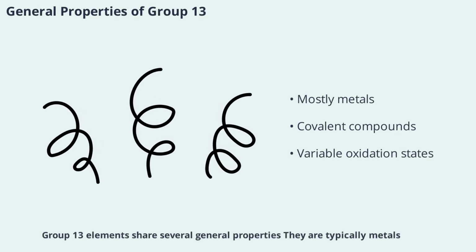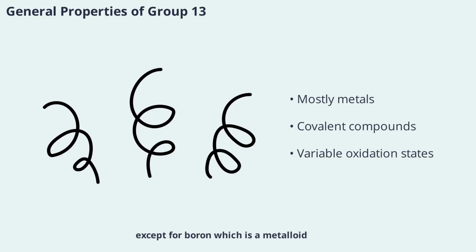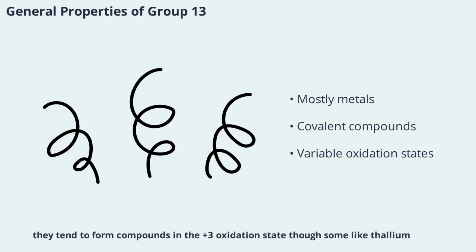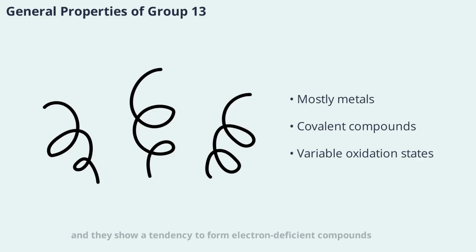Group 13 elements share several general properties. They are typically metals except for boron, which is a metalloid. These elements have moderate melting and boiling points, and their densities increase as you move down the group. Chemically, they tend to form compounds in the +3 oxidation state, though some like thallium can also exhibit a +1 state. Their compounds are often covalent, and they show a tendency to form electron-deficient compounds. These features make group 13 elements both versatile and valuable in various applications.